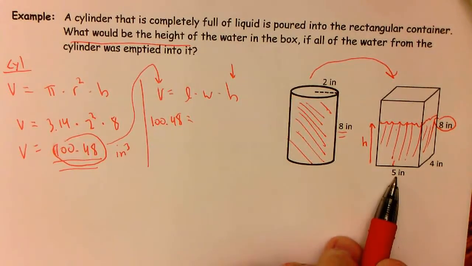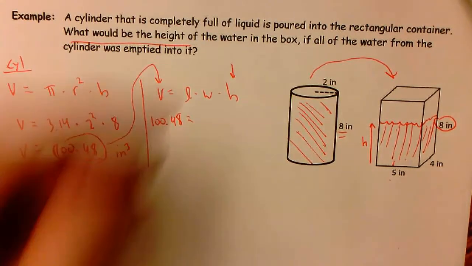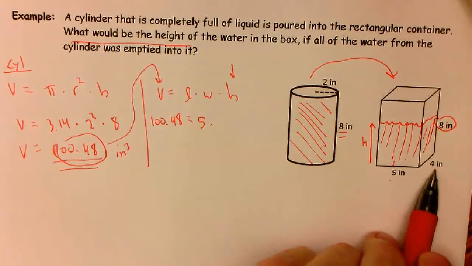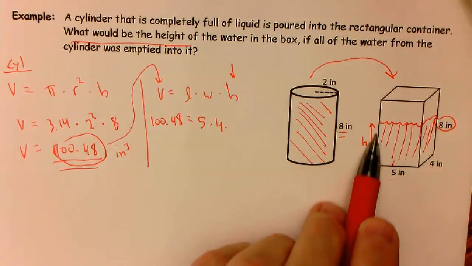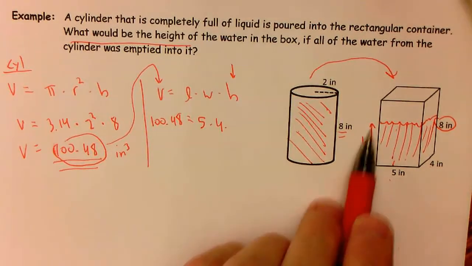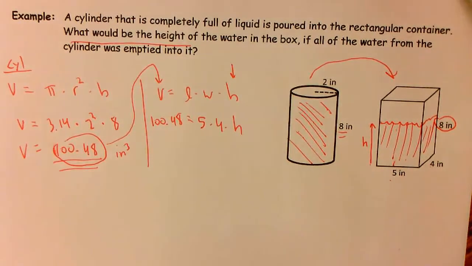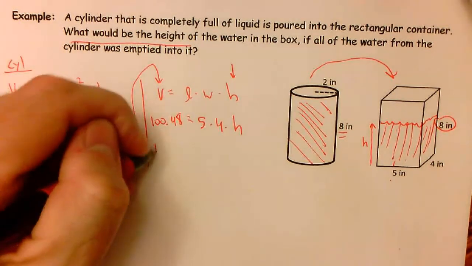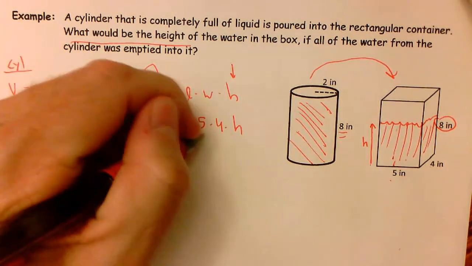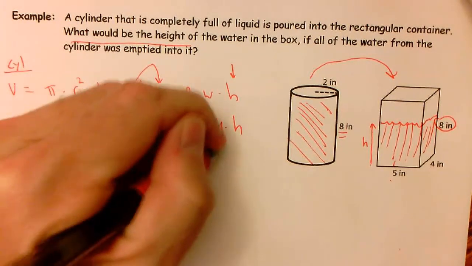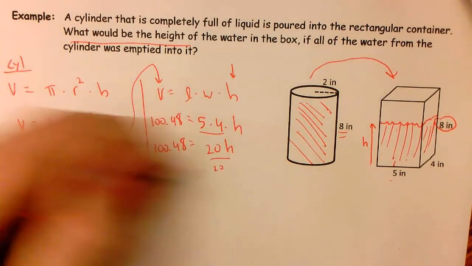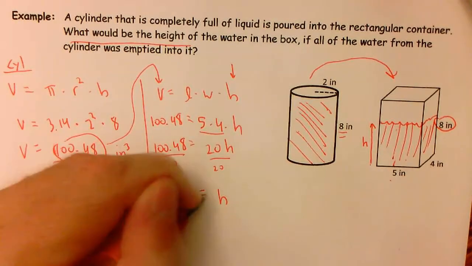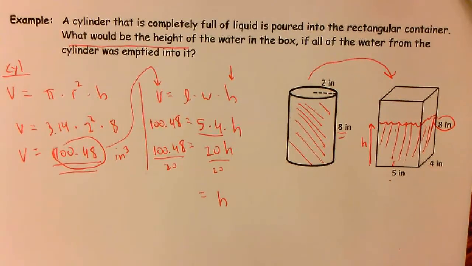And I know the length of the box is over here. It's 5. And I know the width of the box is right here. It's 4. And what I don't know is not really the height of the box, it's the height of the water in the box. I'll leave that as h because I do not know that, but I'm going to solve for it. So the first thing I would do is multiply the 5 times the 4 and get 20 times h. And then all I need to do is divide both sides by 20, and I will have the height of the water.